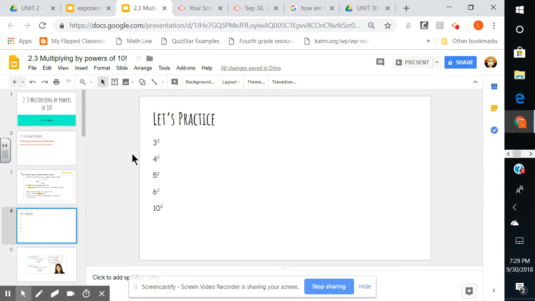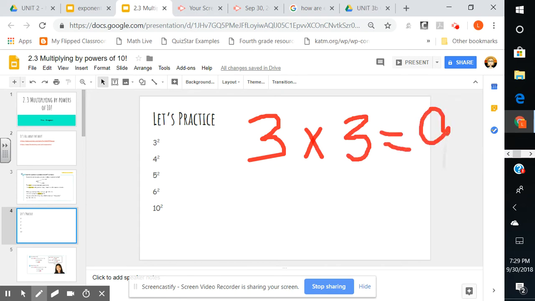We're going to practice now. So for example, 3 to the second power, or 3 squared. We'll review more of that concept in class, but 3 to the second power is 3 times 3 equals 9, because the little 2 at the top tells you how many times to write the big number, or the base. Okay, it's all about the base.